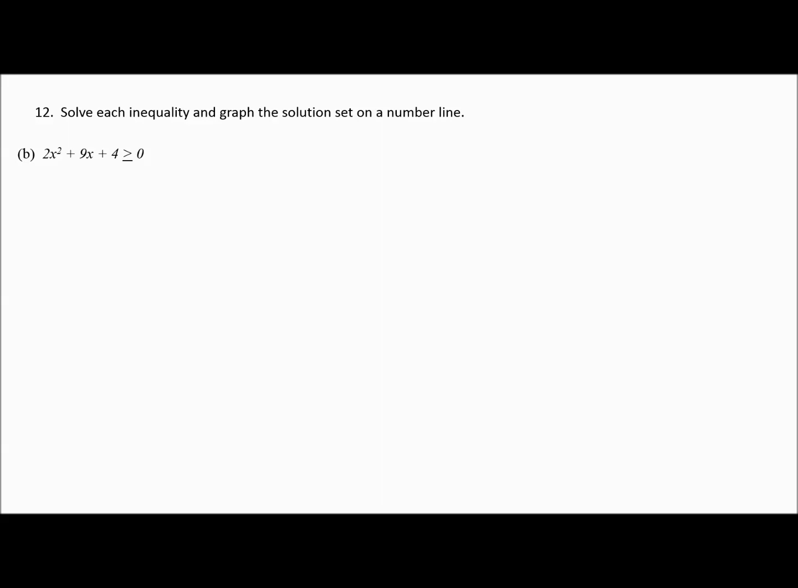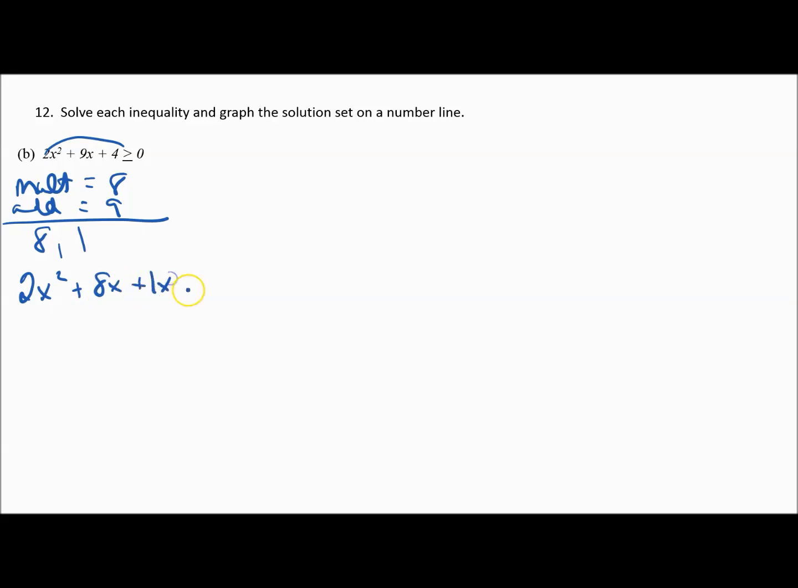Well, I'm trying to find numbers that multiply to be 8. We see the 2 times the 4, so multiply to equal 8, and at the same time add to equal the number in the middle, which is 9. And there are two numbers that do that. It's 8 and 1. So I'm going to rewrite 9x with 8x and 1x. So I have 2x squared plus 8x plus 1x plus 4 greater than or equal to 0.